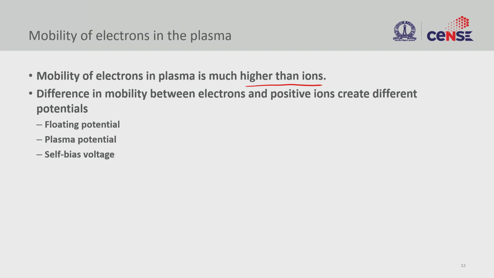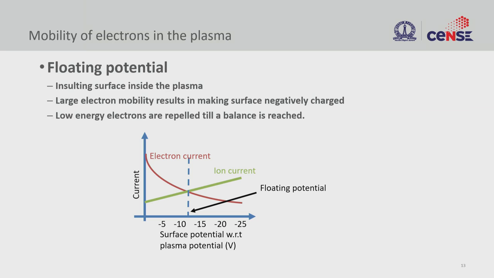And because of the mobility of both electrons and positive ions in the plasma, you will have various potentials developed. So let us look at these things one by one. We call them floating potential, plasma potential, and self bias voltage. These are all the potentials that are developed because of this nature of electron and ion mobility. So first thing is plasma potential. So what is plasma potential?